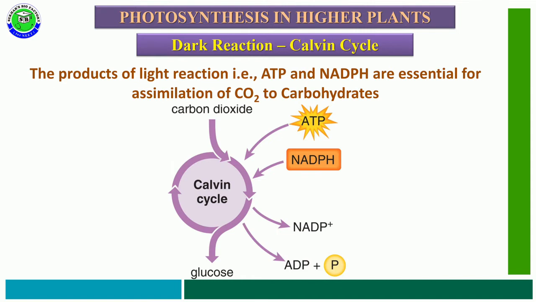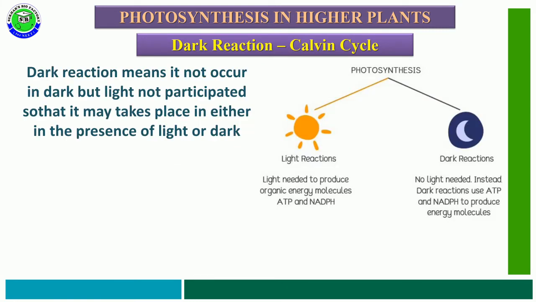The products of light reactions, ATP and NADPH, are essential for assimilation of carbon dioxide into carbohydrates like glucose. During this dark reaction, the energy present in ATP and NADPH is utilized for the conversion of carbon dioxide into glucose. Dark reaction does not mean these reactions occur only in the dark, but light does not participate in this reaction, so they occur in the presence of either light or dark.